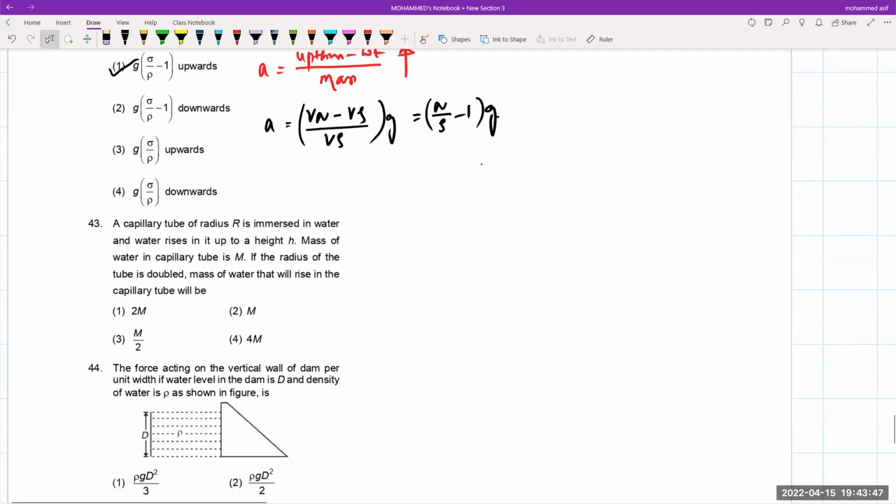Next one, a capillary tube of radius r is immersed in the water and water rises in it up to a height of capital H. Mass of the water in the capillary tube is capital M. If the radius of the tube is doubled, the mass of water that will rise in the capillary tube will be equal to how much? Surface tension का formula h is equal to 2T cos theta divided by r rho g. यानी h is inversely proportional to r। है कि नहीं?